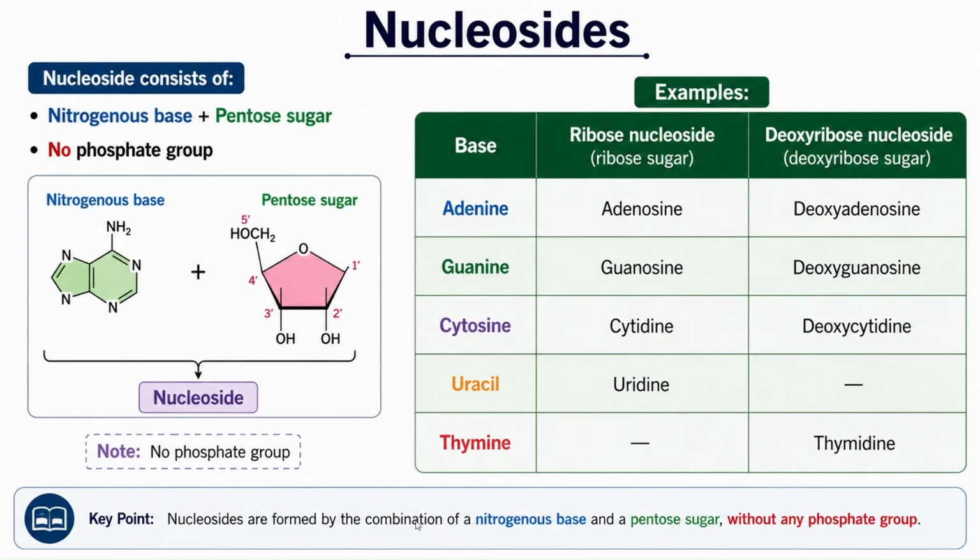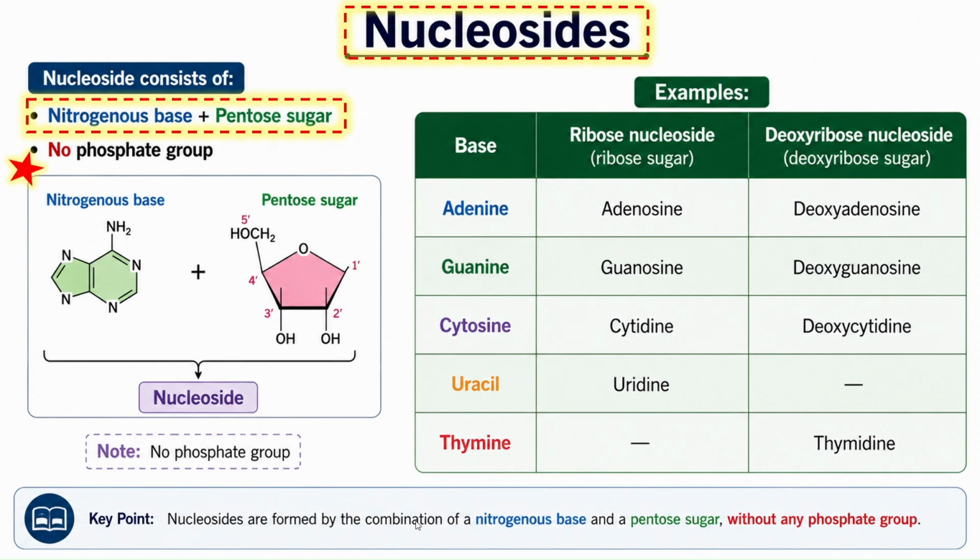Now, let us move to the nucleosides. A nucleoside is formed when a nitrogenous base combines with a pentose sugar. A very important point here is that there is no phosphate group in a nucleoside. So remember, base plus sugar equals nucleoside. Nucleosides may contain ribose or deoxyribose as the sugar.